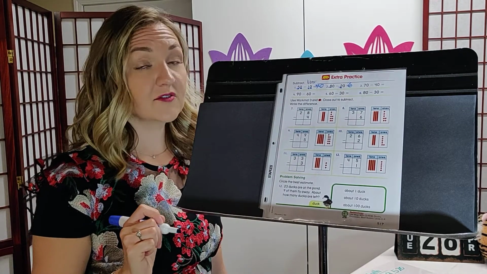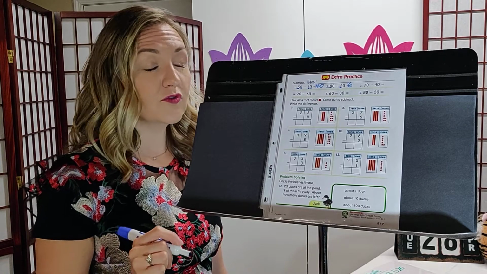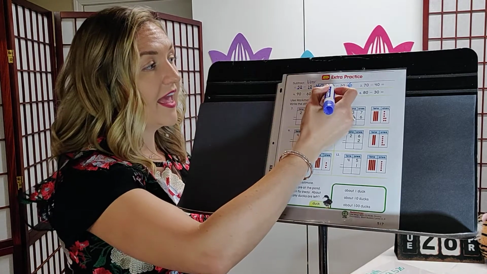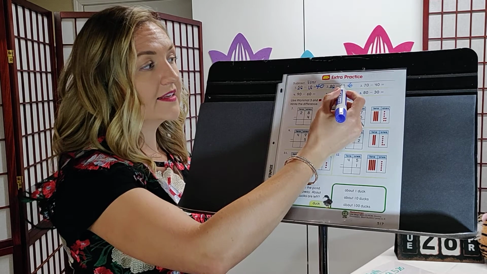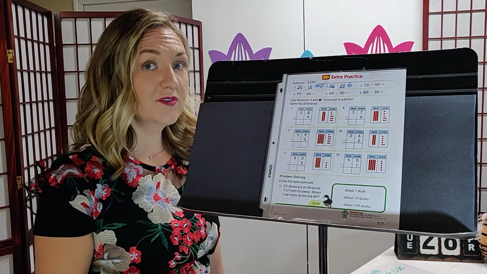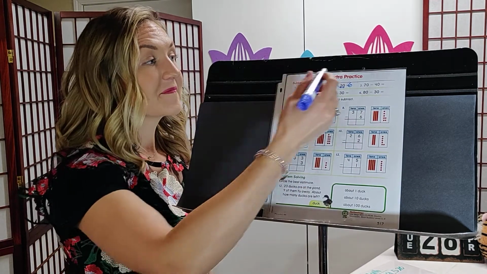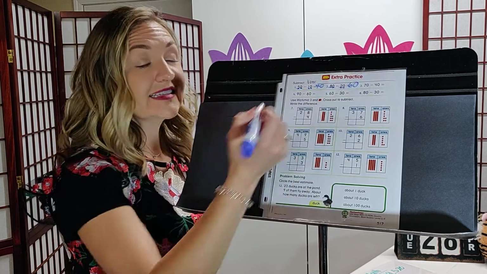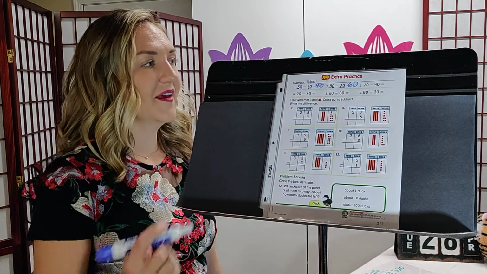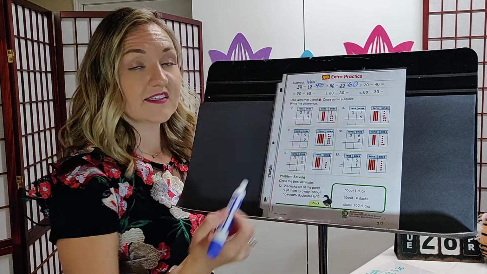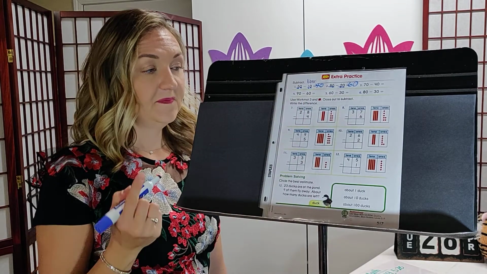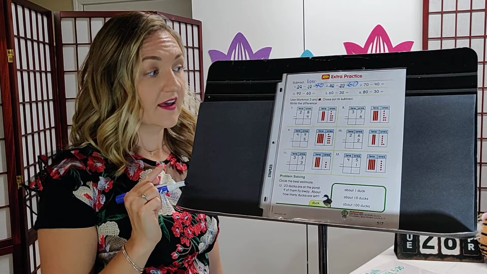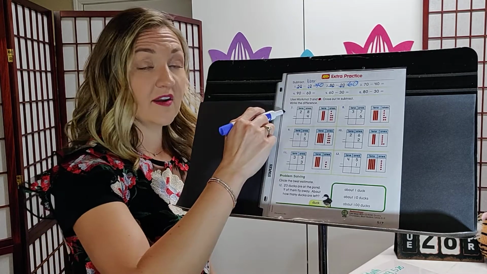But our original problem is not 8 minus 2. These are 8 groups of tens and 2 groups of tens. So we have 80 minus 20 is equal to 60. Okay, I'll have you complete 3 through 6 on your own. You can pause here. And then when you're ready, let's continue on number 7.